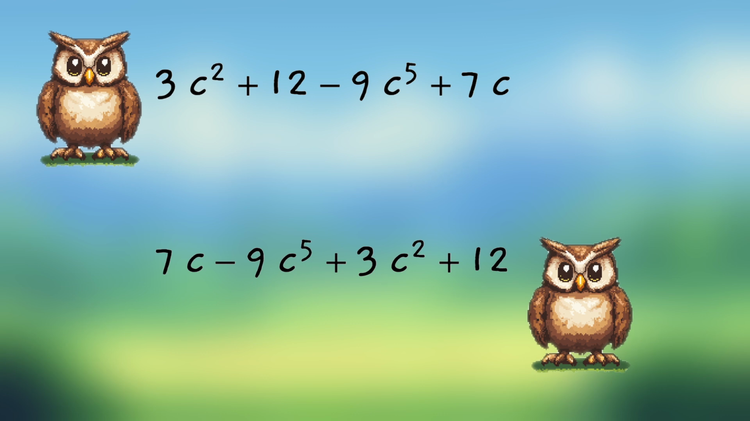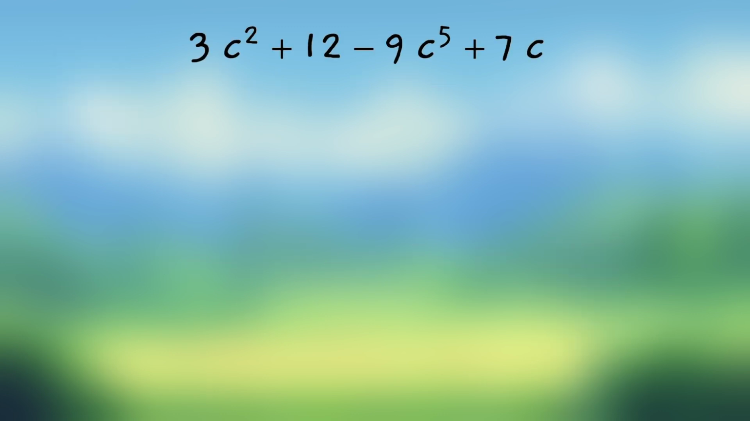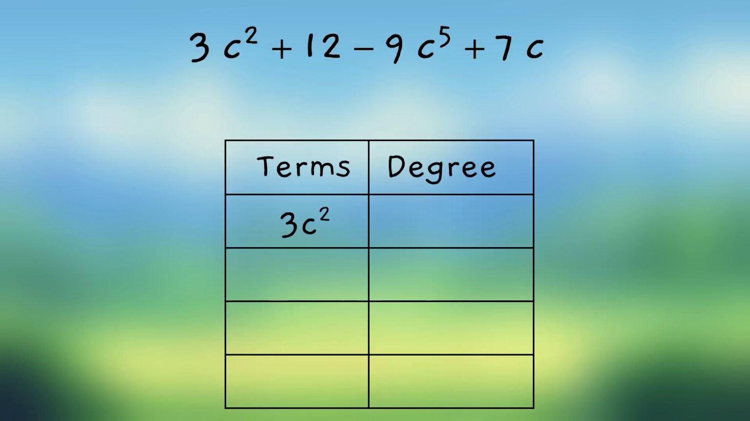Now this approach could all be avoided if both of you just wrote down your polynomials in standard form. Because if it's in standard form, you just have to go left to right once, comparing them term by term. If they're the same, you're done. You don't have to scan over your polynomials over and over and over again, comparing everything term by term. So let's see what the standard form is for this polynomial. Here we have 4 terms, and they are 3c squared plus 12 minus 9c to the 5th plus 7c.